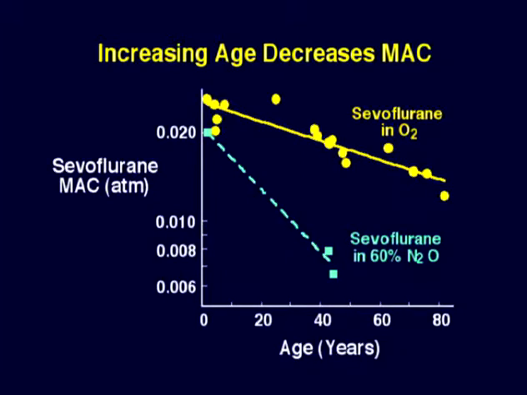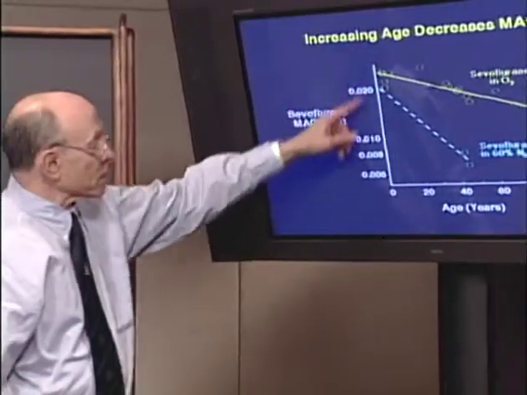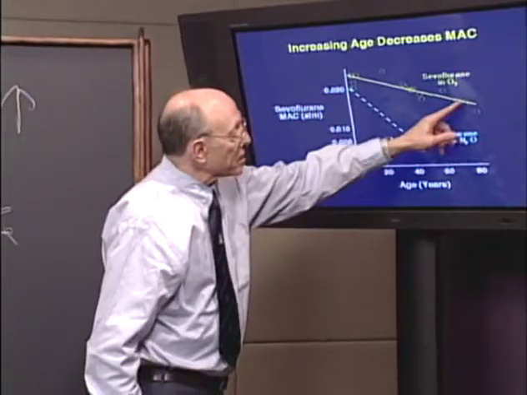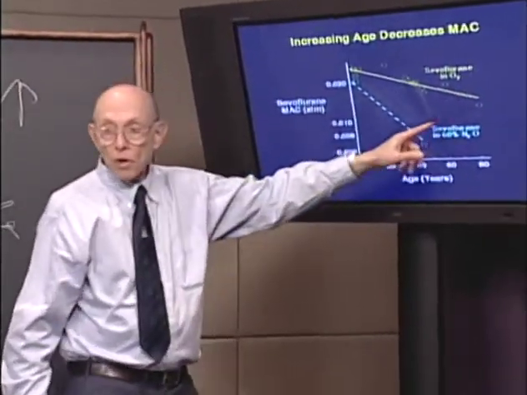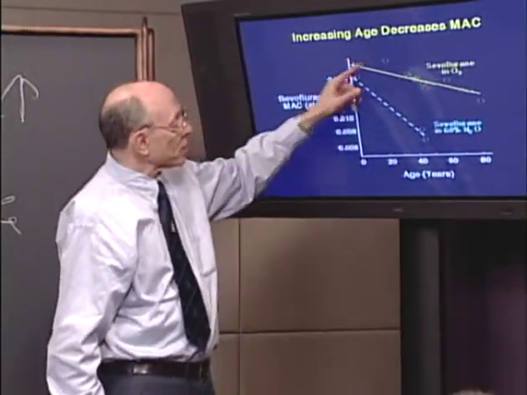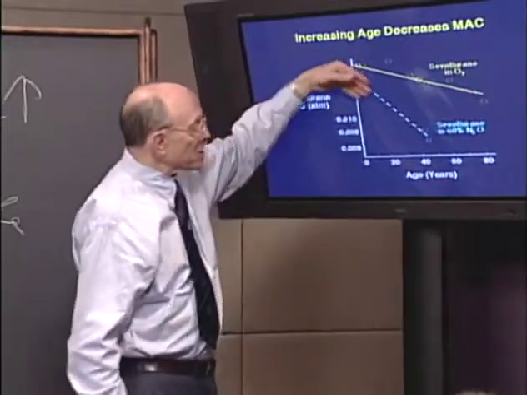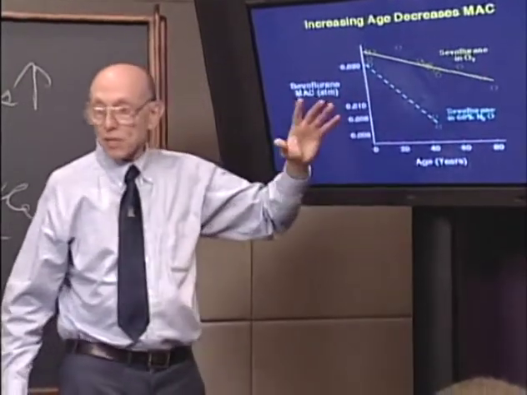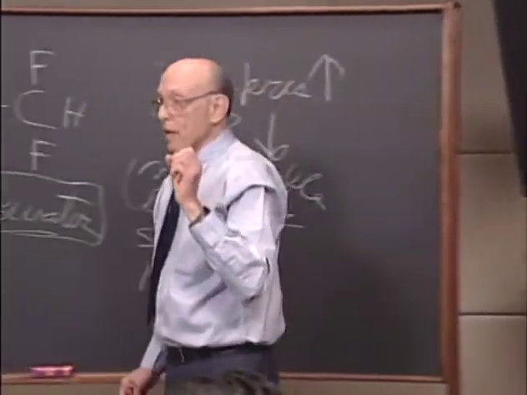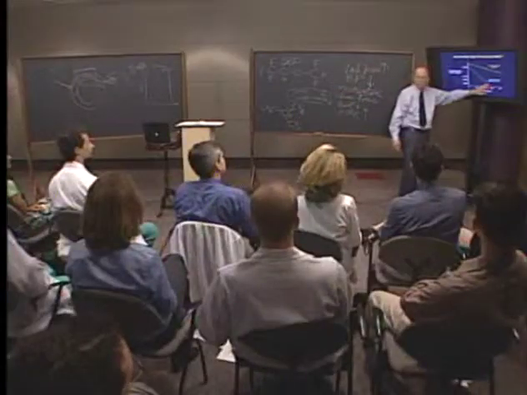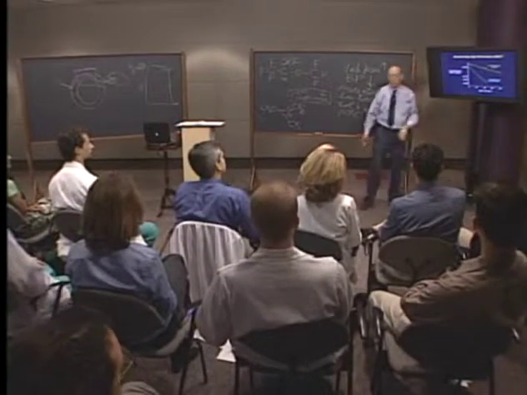So we see the progressive decrease. Notice this is the log scale here. This is the sevoflurane MAC, and a progressive decrease in the MAC of sevoflurane. Each one of these is a separate full study with 4 to 6 or more crossings for sevoflurane. So you see a lot of studies that were done showing the progressive decrease. And notice the steeper decrease for sevoflurane in 60% nitrous oxide. That is, 60% nitrous oxide becomes itself a greater and greater fraction of MAC as age increases. So the same concentration of nitrous oxide adds much more to the anesthetic effect in an older patient than it does in a younger patient.